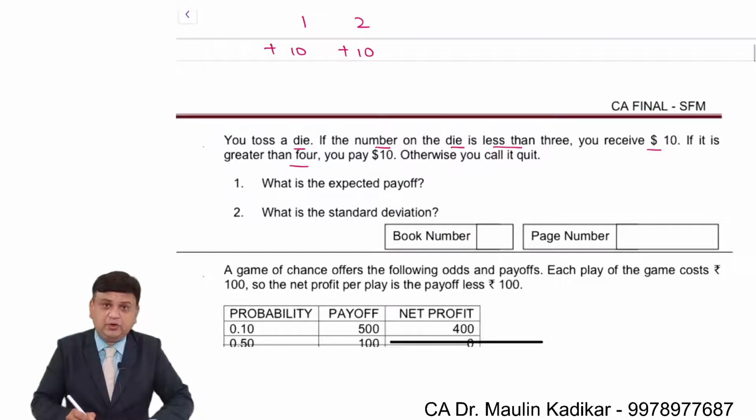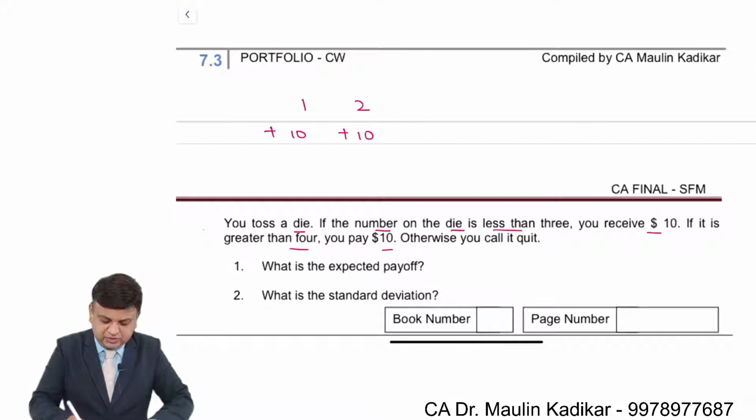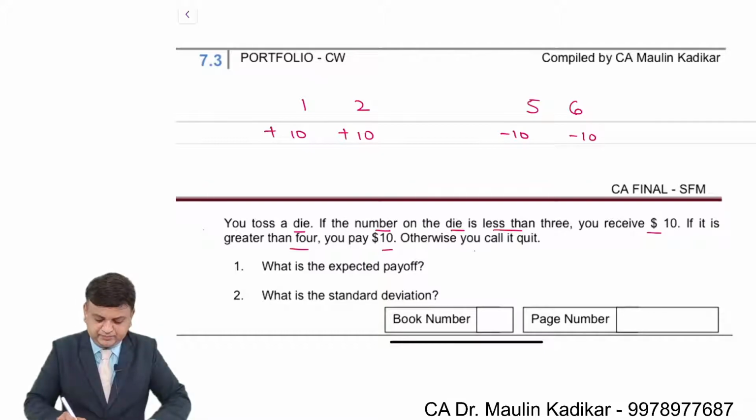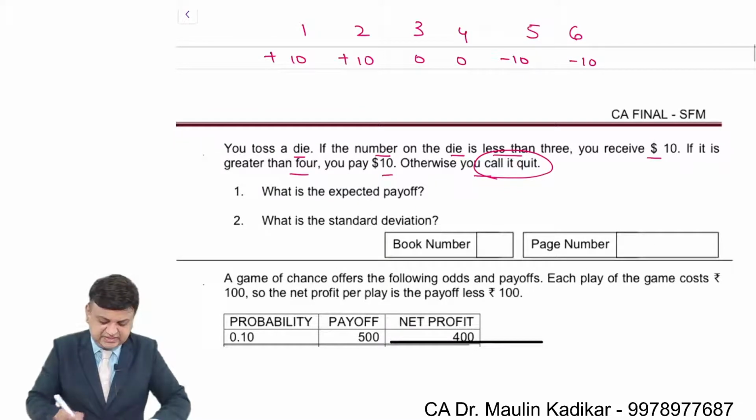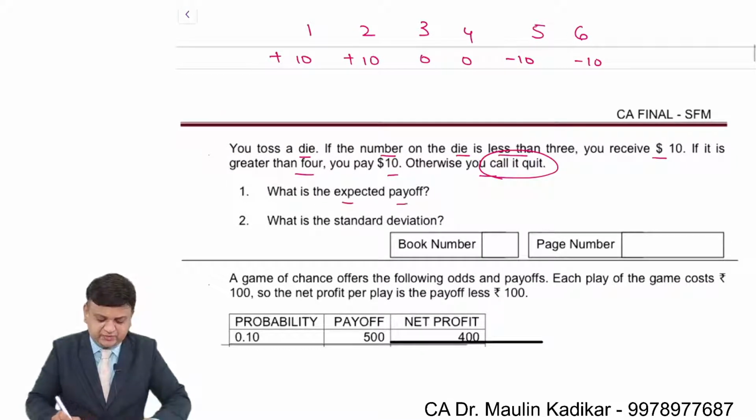If it is greater than 4, you pay $10. So if it is either 5 or 6, you have to pay $10. Otherwise, if it is 4 or 3, you call it quit. So neither you receive anything nor you pay. The question says, what is the expected payoff?